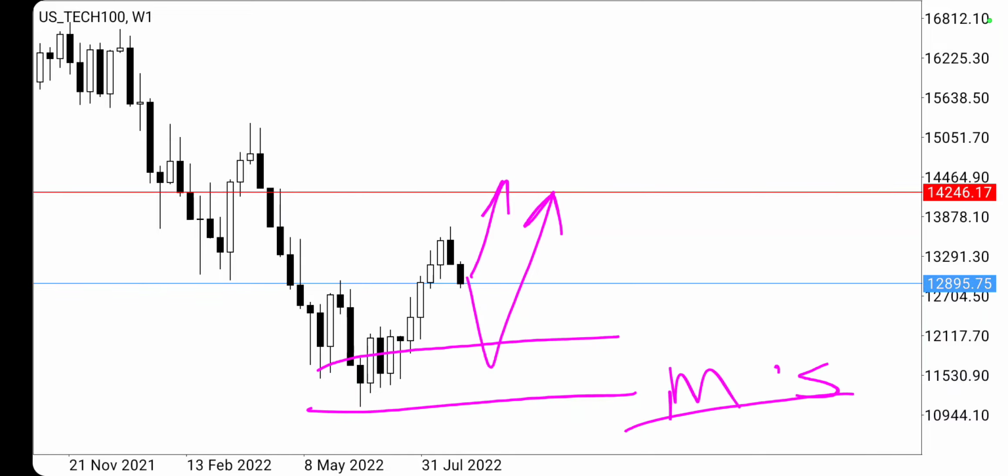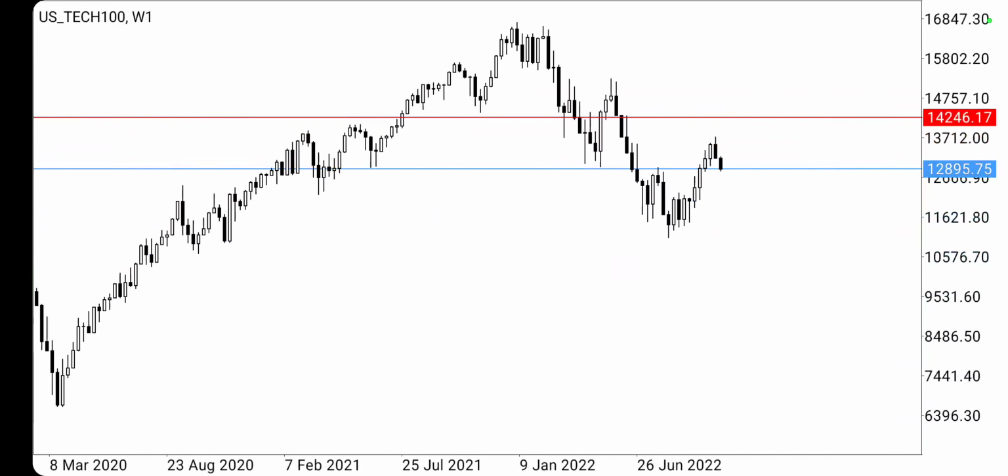Remember, this is inside the monthly support. I doubt it will break that, unless there's something big, like really big, happening fundamentally. That's the only time the price can violate the strong higher time frame structures. Otherwise, it will respect them. Then you see there's something happening in Ukraine and all that, and that affects the market sentiment. That's when you can have even your greater structures being broken.